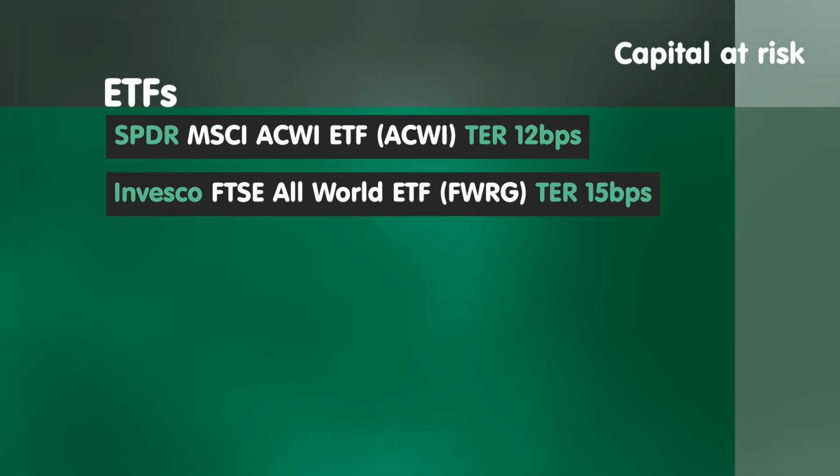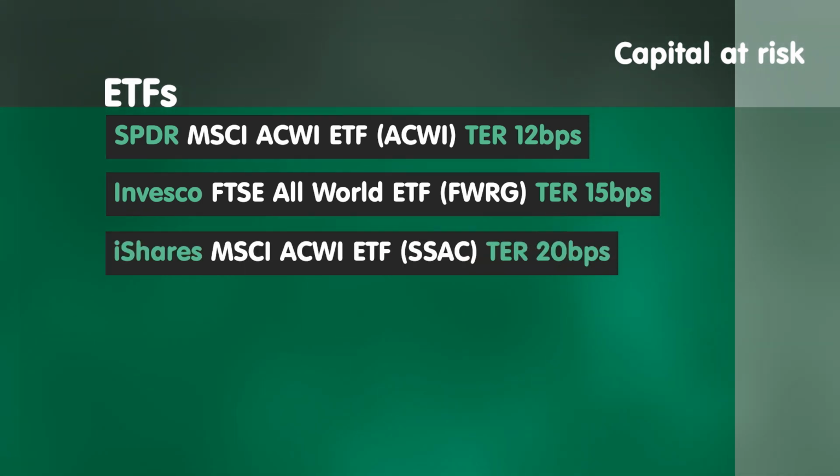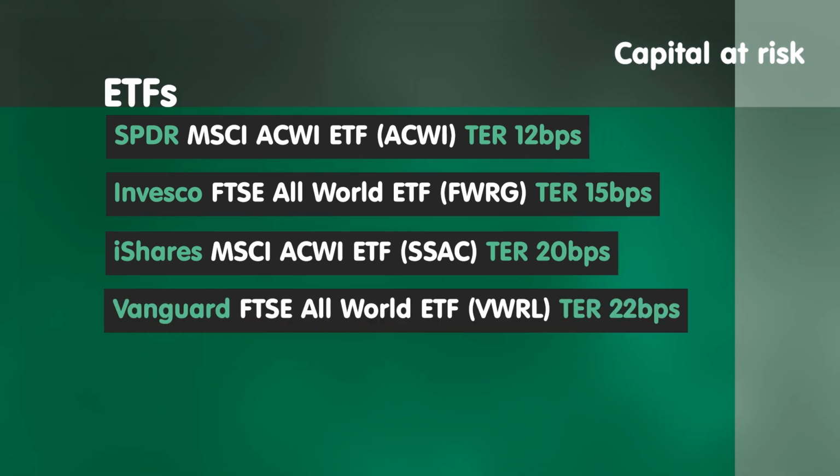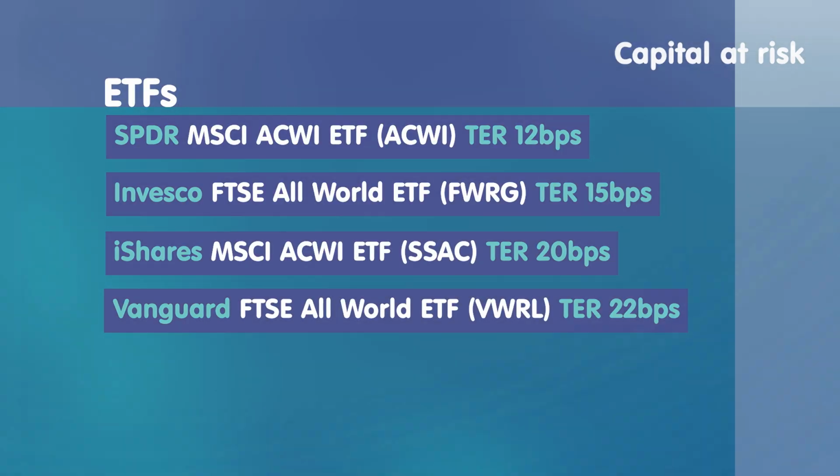Next cheapest is the Invesco FTSE All World ETF, which comes in at 15 basis points. The iShares MSCI ACWI ETF has a TER of 20 basis points, and the Vanguard FTSE All World ETF costs 0.22%. Something I particularly like about these funds is that they offer exposure to all sorts of markets, including emerging markets. Although emerging markets can be especially volatile in the short term, they often produce strong returns in the long run. They also provide greater diversification.